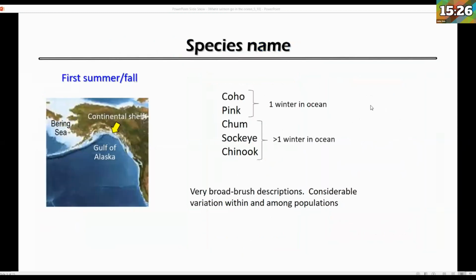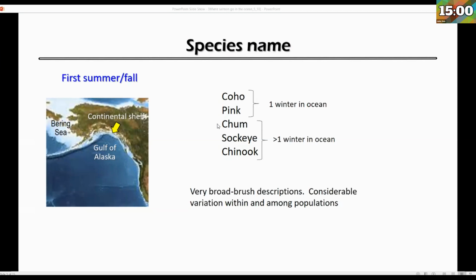So what I'd like to do is show you a series of maps showing different phases of ocean residency. At the top, I'll have the species name. This is the order that I will be showing them. So both coho and pink salmon just spend 1 winter in the ocean. So that affects how far away they can go from their natal streams. And then chum, sockeye, and Chinook salmon spend more than one winter in the ocean.